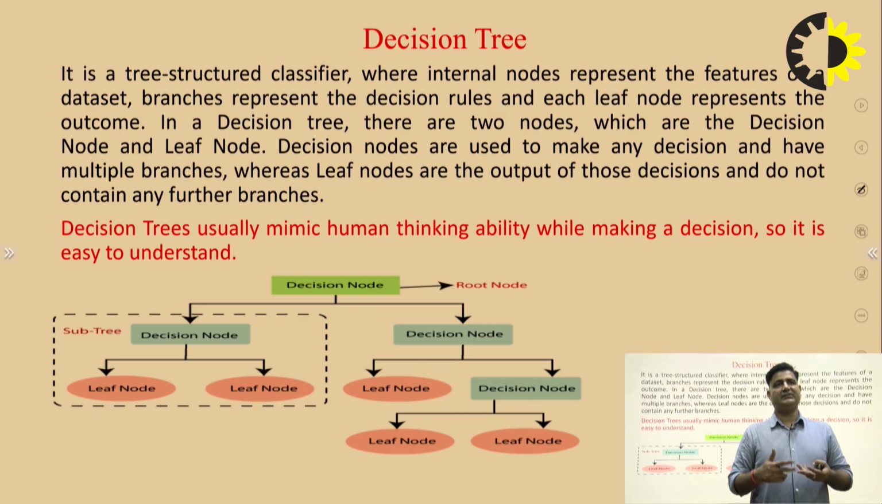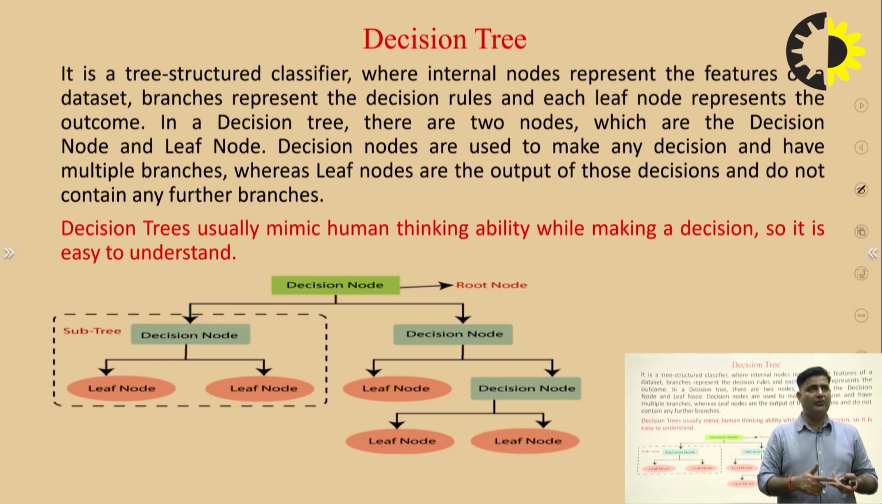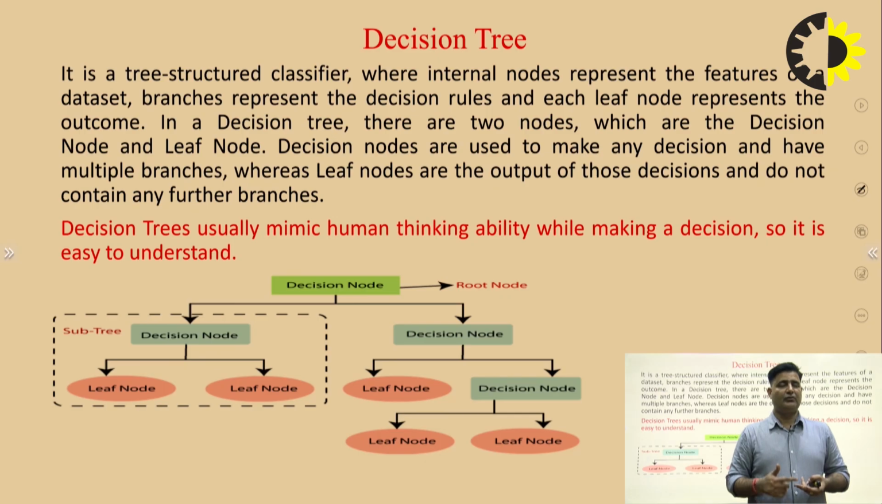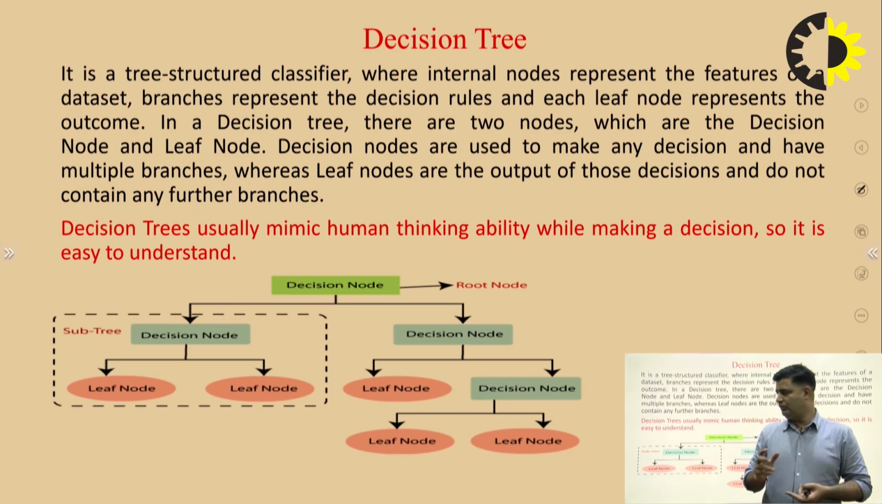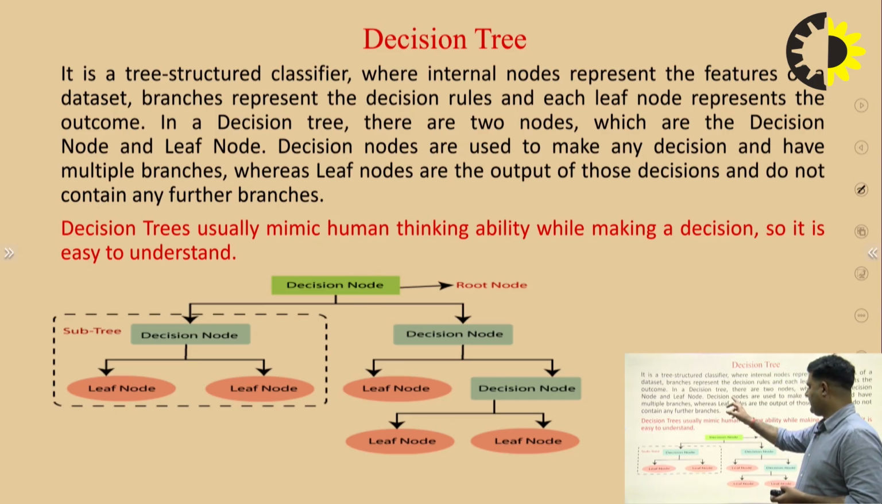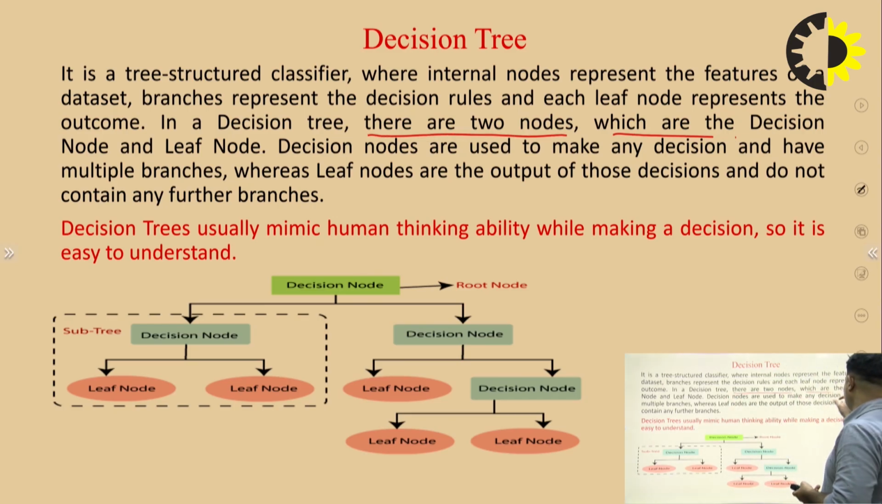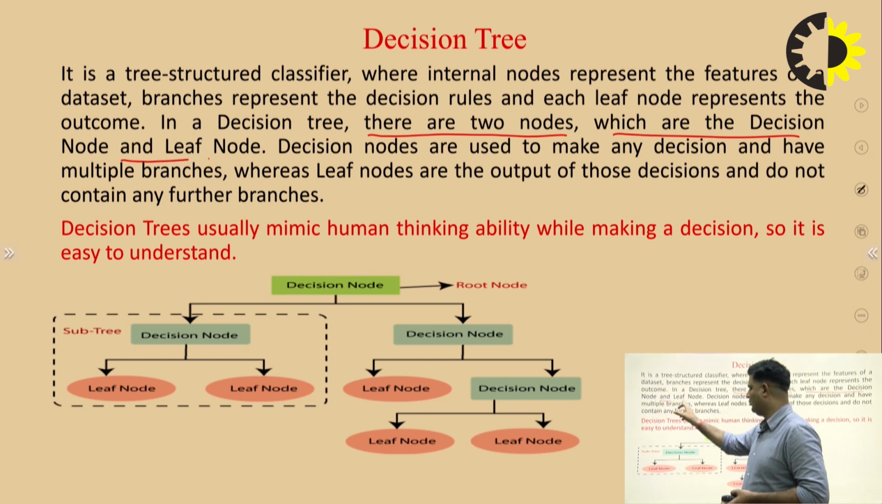So generally we have 3 parts: the branch node, the internal node, and the last one is the leaf node. The leaf node represents the outcome. In a decision tree, as we mentioned, there are 2 kinds of nodes, which are called the decision node and the leaf node. This is very important.